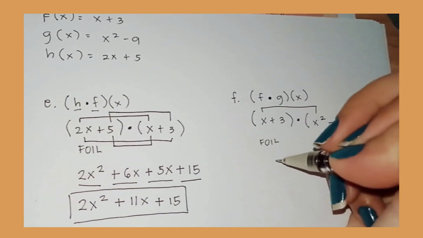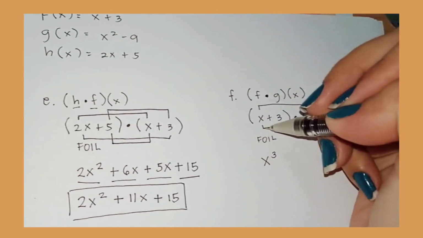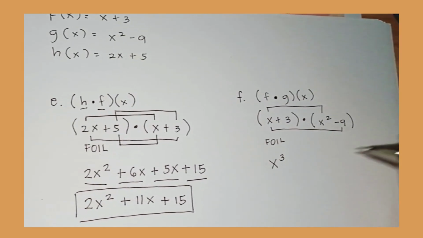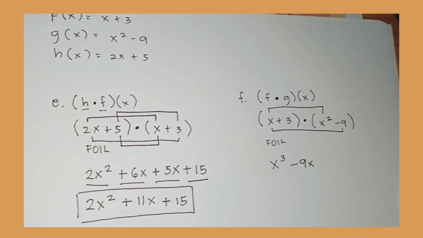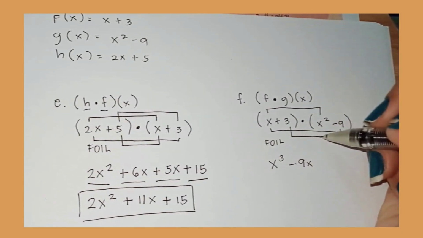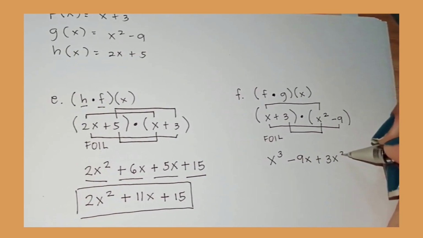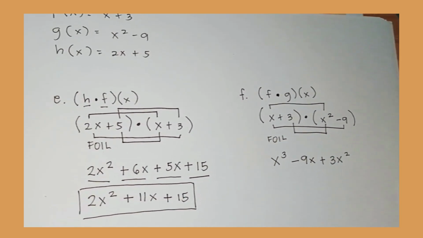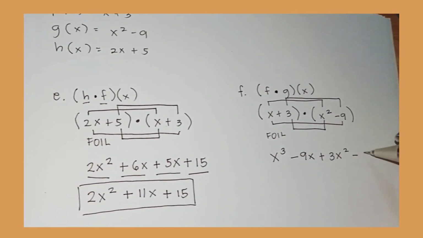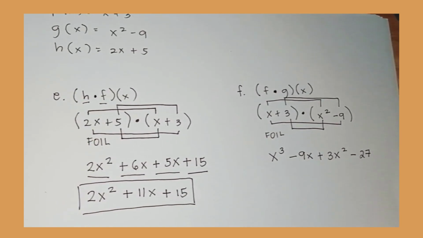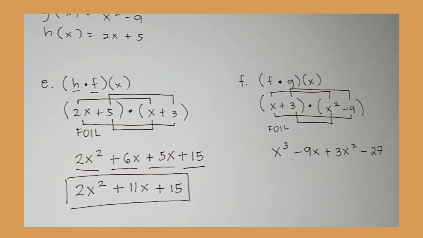X times x squared is x cubed. And then, outer, x multiplied to negative 9, the answer is negative 9x. Inner naman tayo, 3 multiplied to x squared, the answer is positive 3x squared. Next, last, 3 multiplied to negative 9, the answer is negative 27. Next na gagawin is to combine like terms or i-arrange natin according to their degree.